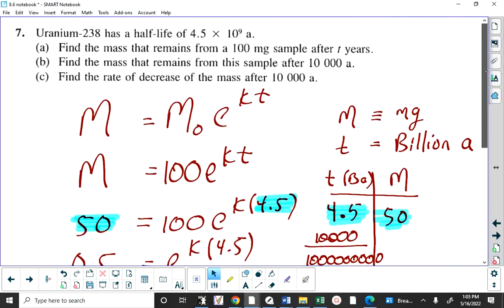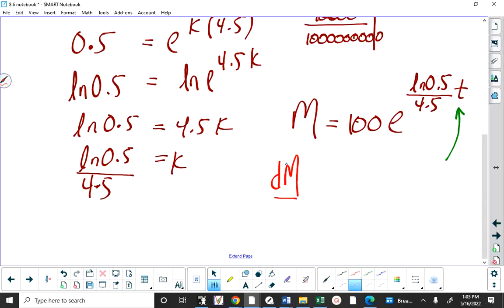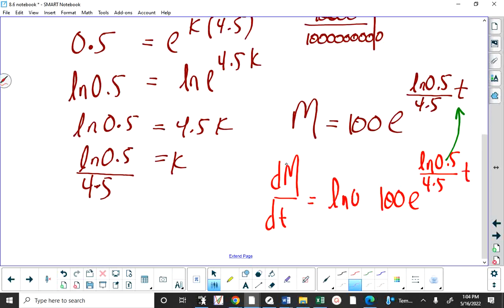And by the way, Zebi, I know you didn't ask about C, but if you want to know the rate of decrease after 10,000 years, you would have to determine the derivative, and the derivative would be dm/dt equals this exponential function multiplied by the derivative of the exponent, which is a more meaningful thing to find. You know, how many nuclei are decaying per year at that point in time.